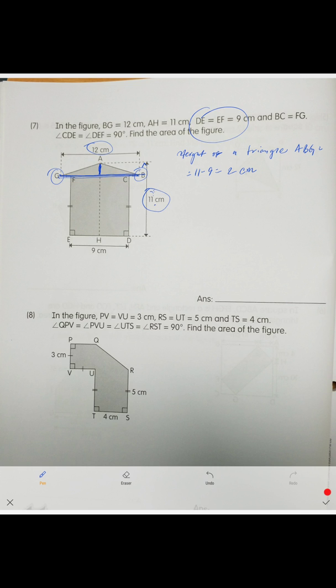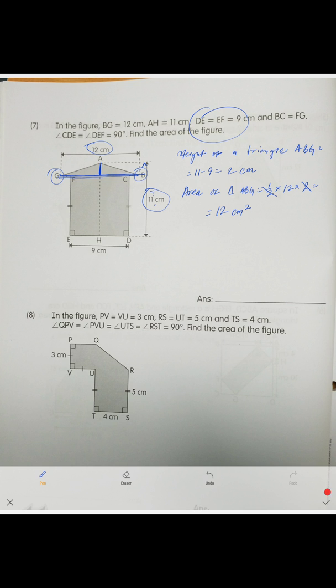Okay. Now we know the height over here, and we know the base, so we can calculate the area. Area of triangle ABG is equal to 1 over 2. What is the base? 12. What is the height? 2. So 12 square centimeters.